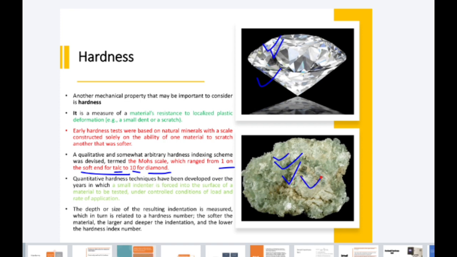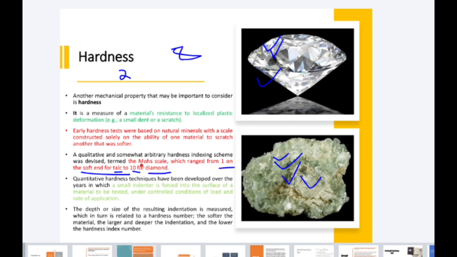Or if the value is, let's say, 8, it means the material is hard, but not hard like the diamond, though close to the diamond. If we have the value, let's say, 2, it means the material is soft. So that qualitative test was done previously.